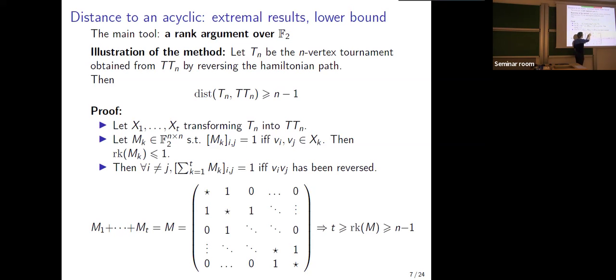Okay, and these 0s and 1s come from the fact that we chose our pair of tournaments by reversing the Hamiltonian path, so we obtain something like this. But now this is the sum of t matrices of rank 1, and such a matrix has rank at least n minus 1, whatever the values on the diagonal. And so t is at least n minus 1. Okay, so this is how this rank argument works.